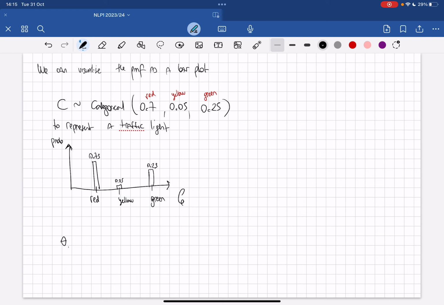I often use the category as an index. So if you see theta red, I mean theta 1. And if I see theta yellow, I mean theta 2, and theta green, then I mean theta 3. Of course, the mapping between categories and their indices has to be one-to-one, and it's up to the designer. The order doesn't really matter as long as it's consistent. So this is typically going to be clear in context or for the application you're working with.